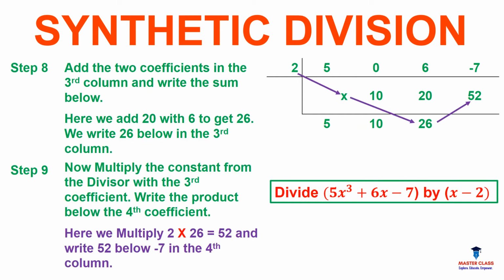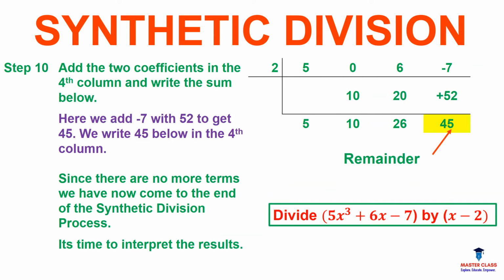Now multiply the constant to the left of the vertical line with the number below the second horizontal line in the third column. Write the product below the fourth coefficient. Here we multiply 2 with 26 to get 52. We write 52 below minus 7 in the fourth column. Add the two coefficients in the fourth column and write the sum below the second horizontal line in the fourth column. Here we add minus 7 with 52 to get 45. We write 45 below the fourth column. Since there are no more terms, we have now come to the end of the synthetic division process.